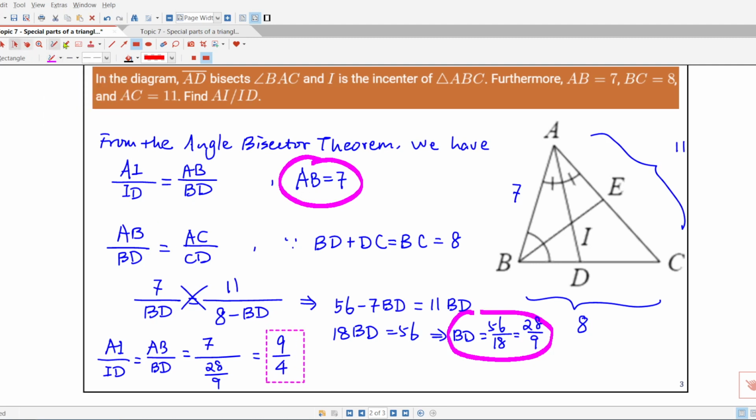Again, this question really checks your understanding of the angle bisector theorem. So here we're using it twice. Alright, if no questions, let's have a look at the next one.